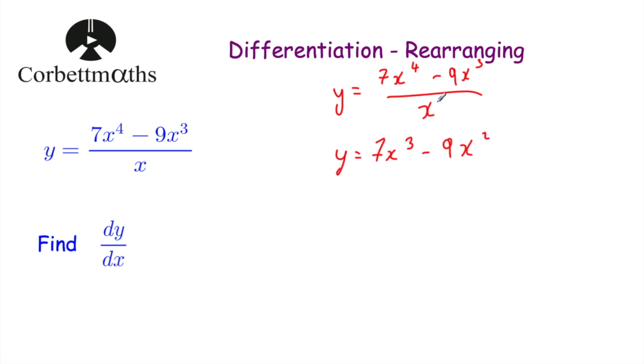We're just dividing each of them by x. So that means we're just taking one away from the powers. Remember your laws of indices. If you're dividing things with the same base, you take away the powers. And this is the power of 1. So you're just taking 1 away from the powers. Okay, so we've now found out what y is. Now we're going to differentiate to find dy by dx.